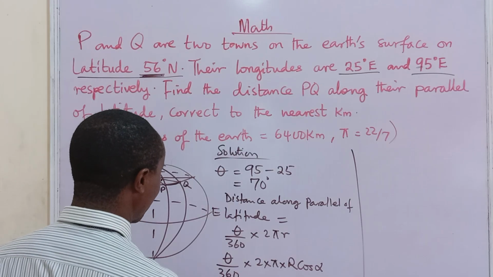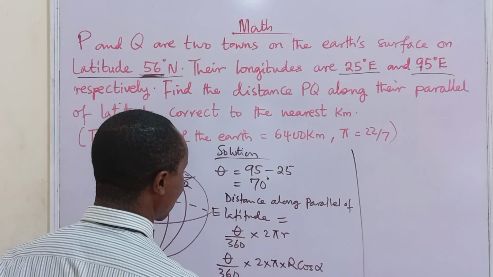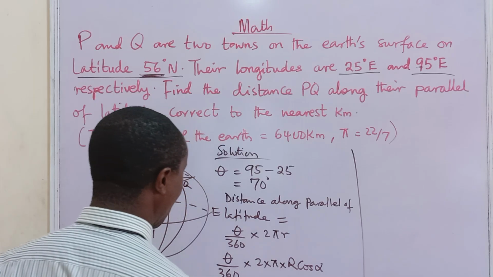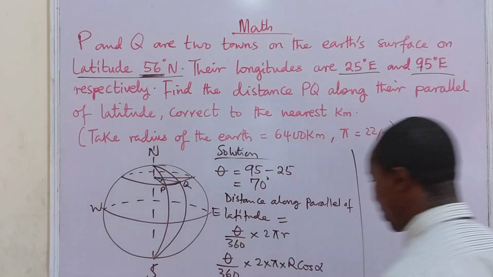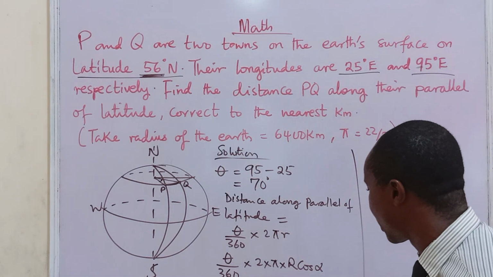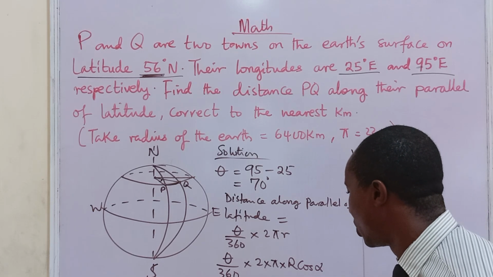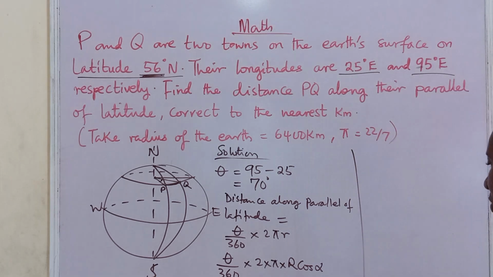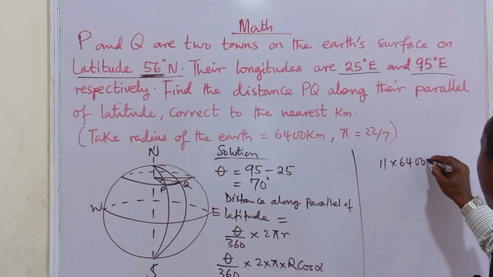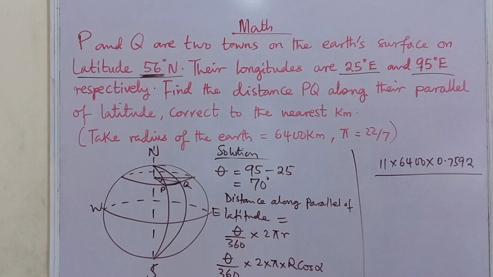So what do we have? We have 70 divided by 360 multiplied by 2 times 22 over 7, times 6400, times cos 56. Now let's quickly go solving this. My 0 cancels this 0. 7 here, 7 here cancels out. 2 here and 2 here, and 18 becomes 9 and 2 becomes 11. So I simply have 11 times 6400, then cos 56 is 0.7592, all divided by 9.